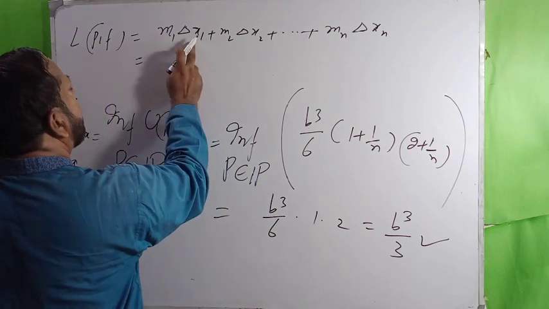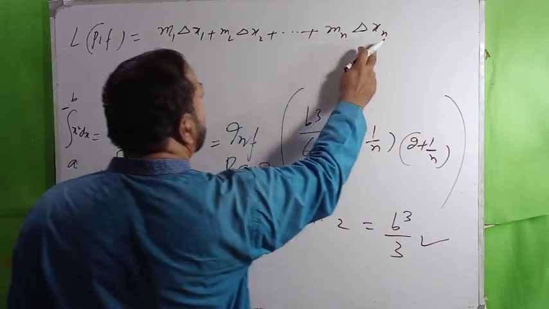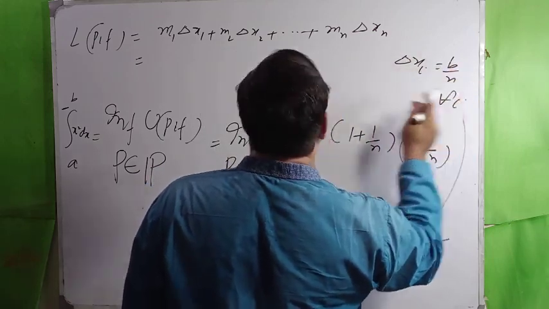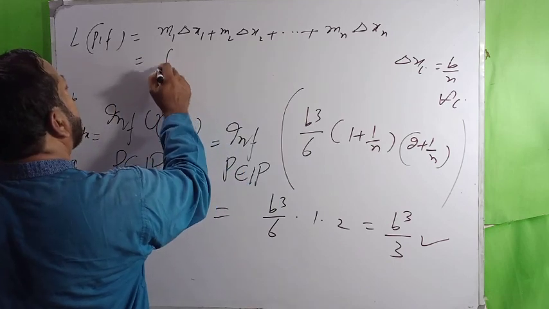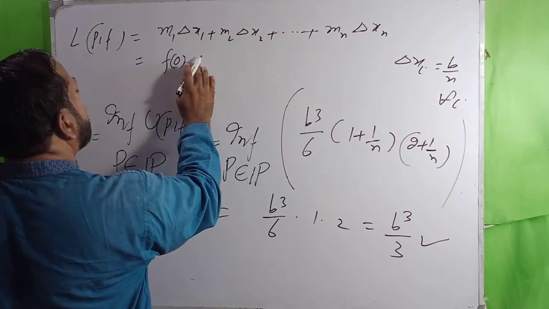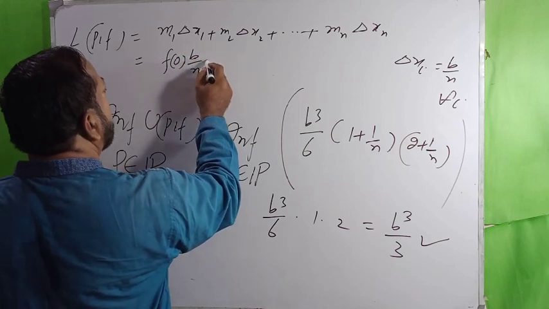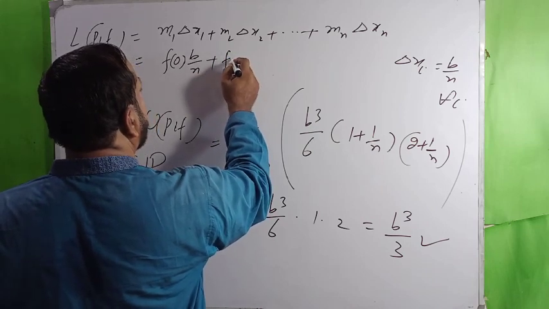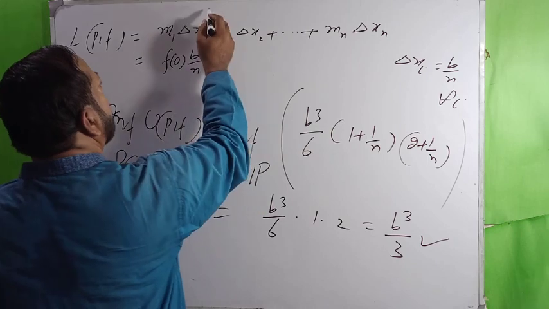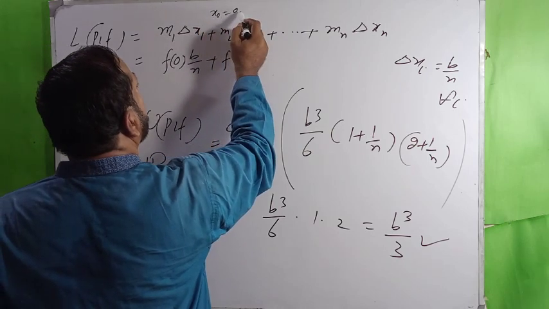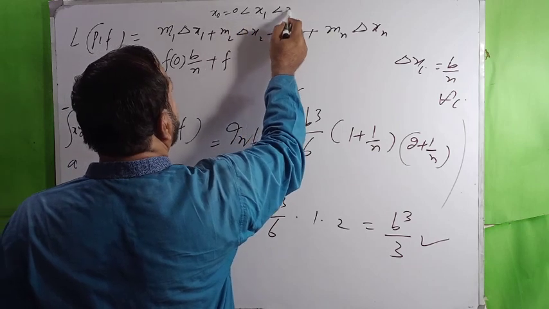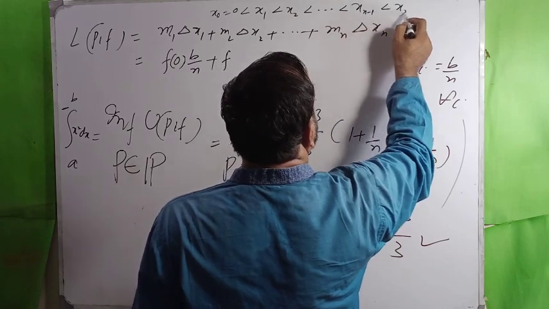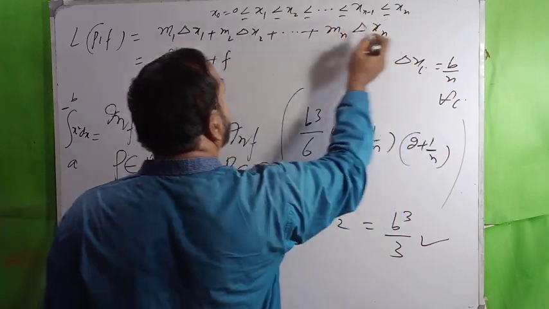This is equal to, again, delta x1, delta x2, delta xn are all the same. Delta xi is equal to b by n for all i. So this is equal to, what is m1? m1 is in fact first time it is 0, and this one is b by n, plus this time this is f of x1. This is on the interval x0 to x1, where x naught is equal to 0, which is less than x1, which is less than x2, and so on, less than xn minus 1, which is less than xn, equal to b.